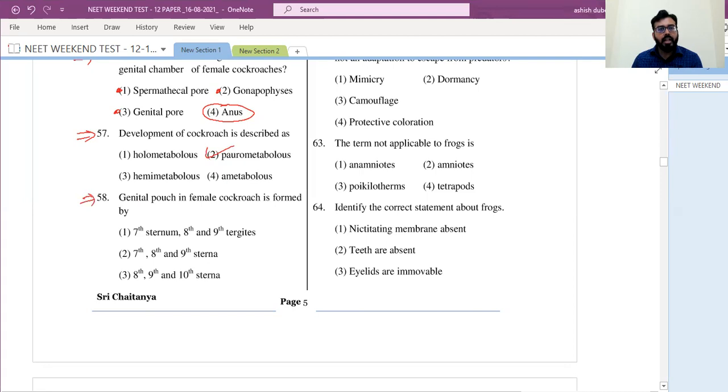58th question. Genital pouch in female cockroach is formed by... When we discussed the external morphology, we discussed that the 7th, 8th, 9th sterna in case of female are fused together to form one sterna. That is the 7th one actually, and that's why it will be the answer.